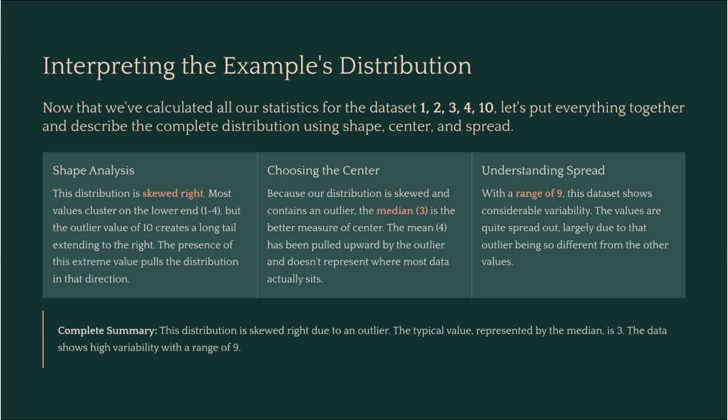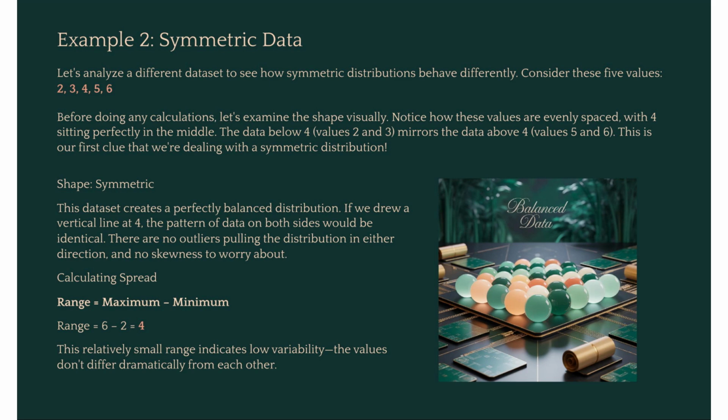The fact that the mean 4 is greater than the median 3 is an important clue about the shape. The number 10 is an outlier, pulling the mean toward it. The distribution is skewed right. Because of that skew, the median of 3 is a better description of the typical value than the mean of 4. Let's look at a symmetric example.